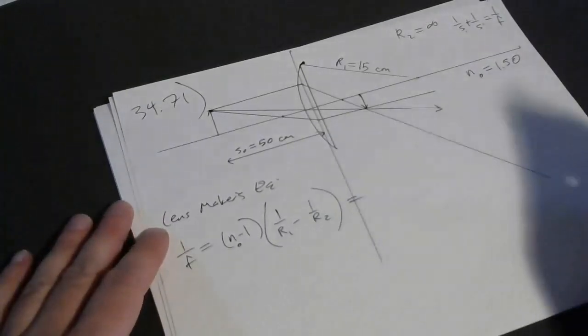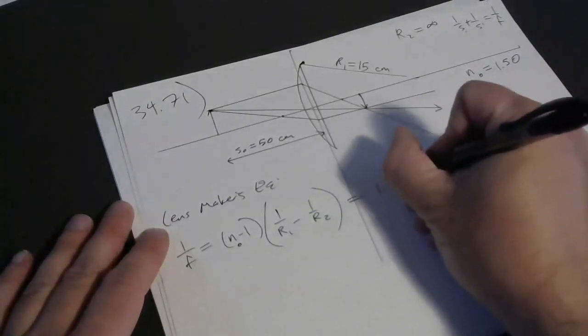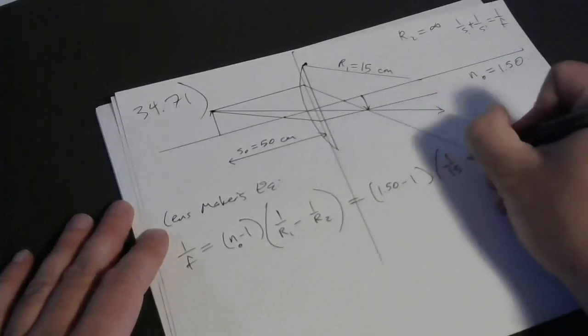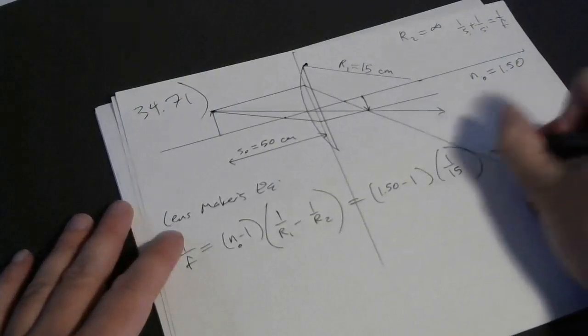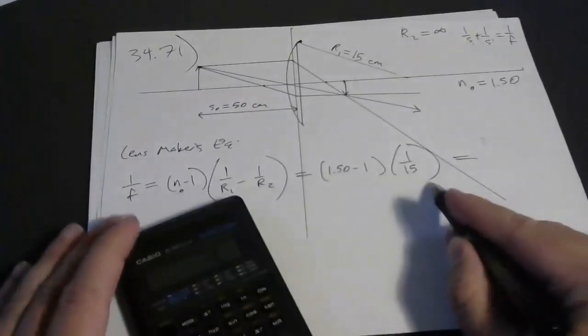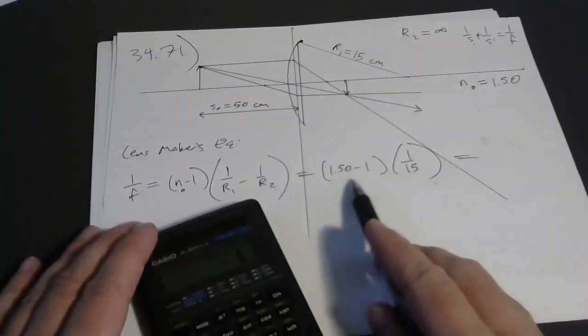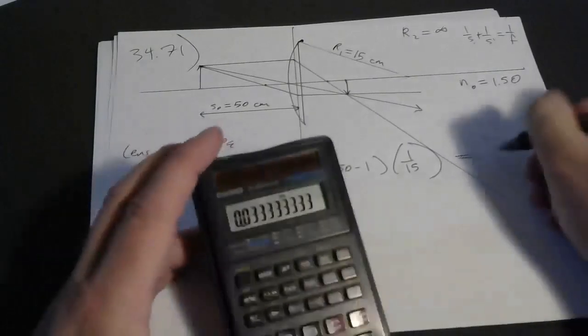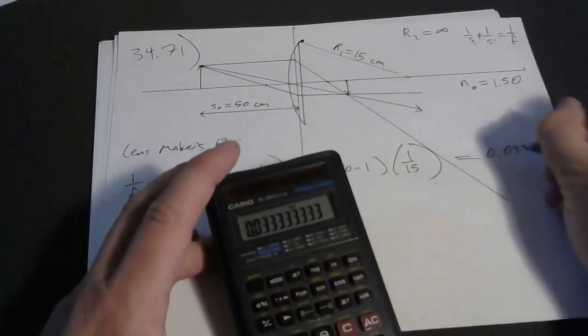So this is going to be 1.5 minus 1 times 1 over 15. And I've neglected to write the units there, so we've got 0.5 divided by 15. The focal length is 0.033 repeating.